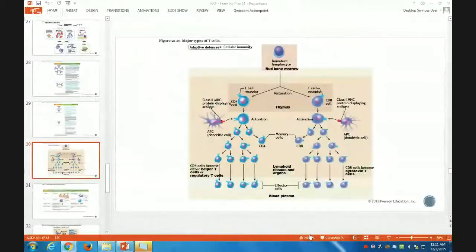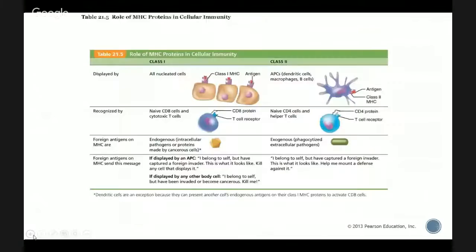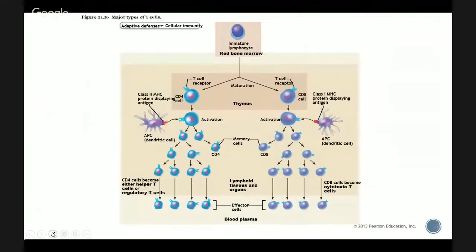So that takes us back to this diagram here. Okay, so we have two different types of T cells that we're mainly concerned with. It has to do with the type of what we call the glycoprotein that they display. So we have what's called a CD4 cell, which you see on the left side of this diagram, and then a CD8 cell. And you can see that they're going to respond to two different types of MHC protein.